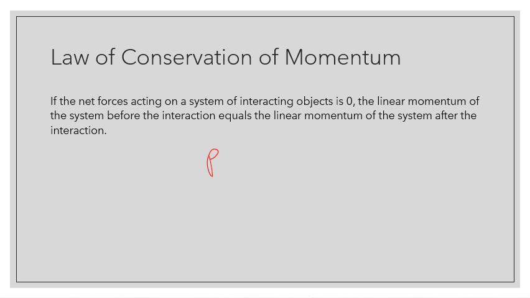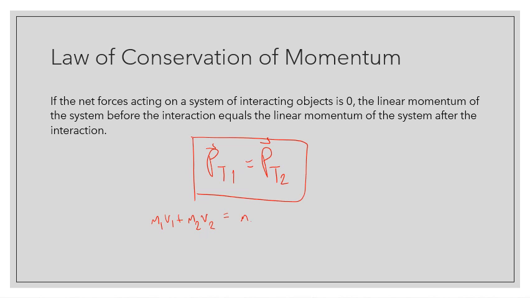This is given by the equation Pt1 is equal to Pt2. The initial total momentum is equal to the final total momentum. If we expand this out, it is m1v1 plus m2v2 is equal to m1v1 prime plus m2v2 prime. The prime signifies that it is final. We can't use a subscript because we already have the subscripts from the first and second objects in this system.